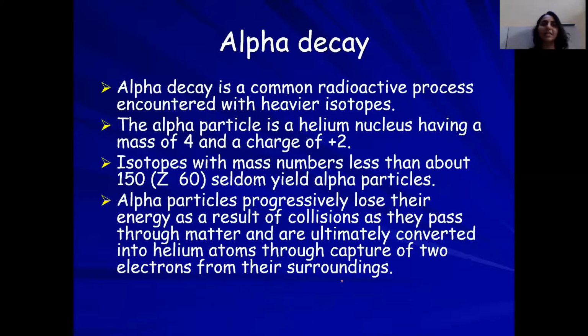Alpha decay is a common radioactive process. The alpha particle is a helium nucleus. Isotopes with mass numbers less than about 150, that is Z equal to 60, seldom yield alpha particles. Alpha particles progressively lose their energy, as I mentioned earlier, so they have very little penetration power. They lose energy as a result of collisions as they pass through matter and are ultimately converted into helium atoms through capture of 2 electrons from their surroundings.